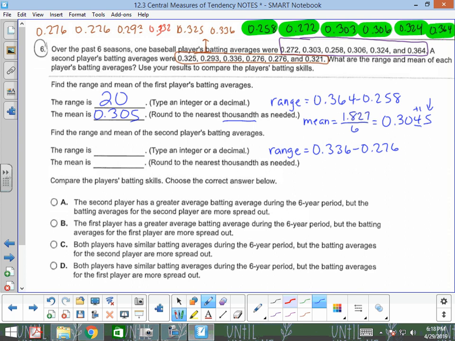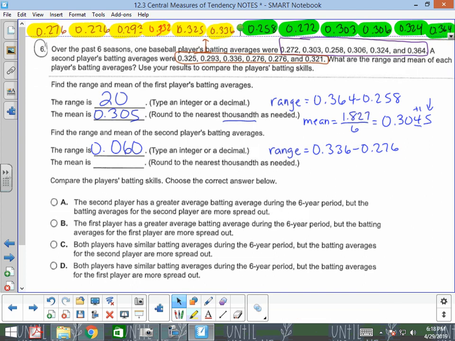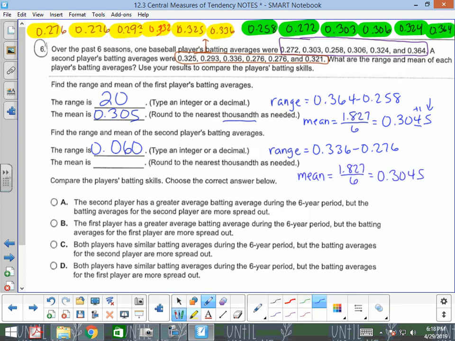For the second baseball player, the range is 0.336 minus 0.276. I don't think I wrote that number down right, but anyway. 0.336 minus 0.276, and that will be 0.060, or 0.06. And the mean, we add up all these numbers and we divide by 6. And we get 0.3045 again. That 4 is in the thousandths place. 5 makes that 4 go up 1.